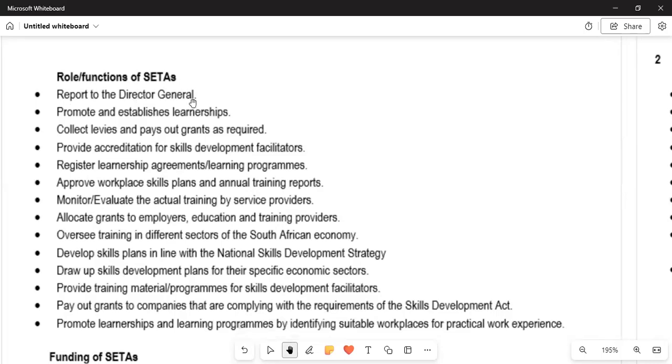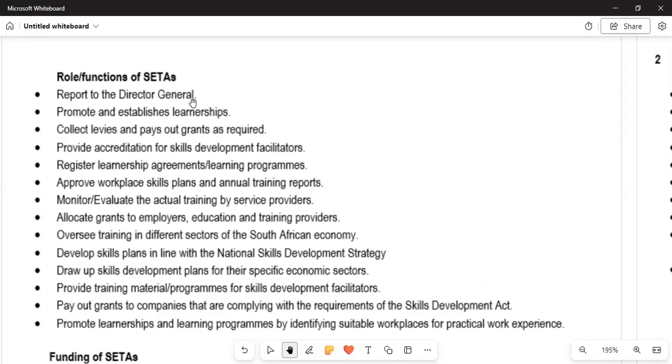They promote and establish learnerships. So SETAs are the ones who establish learnerships. They are the ones who give the accreditation to organizations to provide learnerships. They collect levies and pay out grants as required. You know the levies that we have talked about, the 1% that is paid out by the organizations. So businesses who paid out that 1%, in return, are going to get the grants from the SETAs so that they can provide training to their employees.